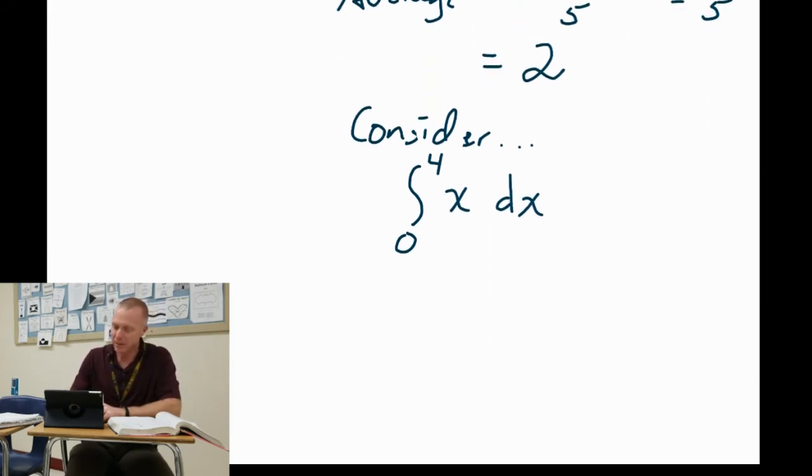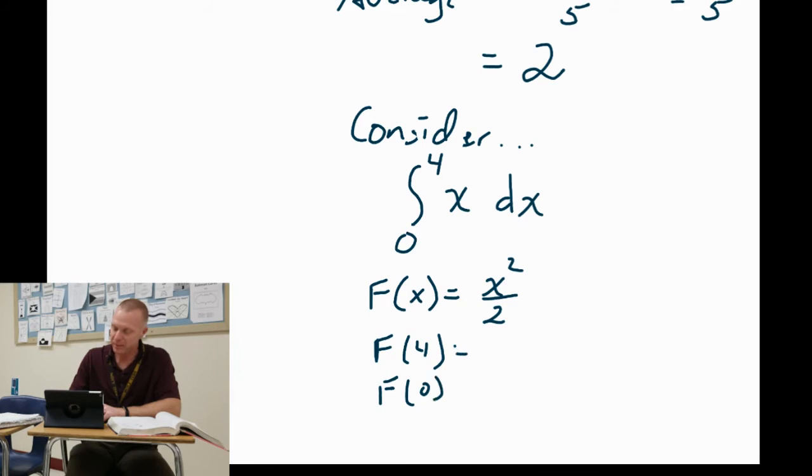We could find this answer using triangles if we wanted to. I'm going to use the antiderivative method just so we can practice it again. I end up with a pretty basic antiderivative, and I can plug in 4 and 0. When you plug in 4, you get 16 divided by 2, which is the number 8. And when you plug in 0, you just get 0. So it looks like my integral is 8.